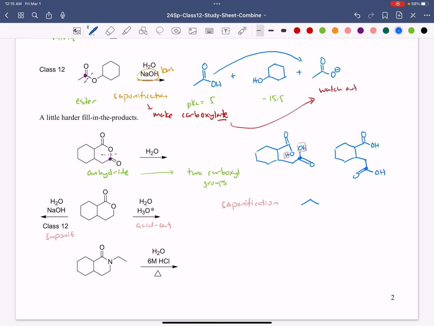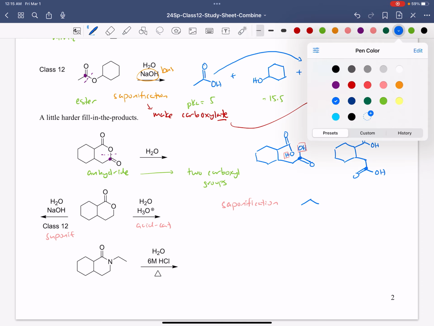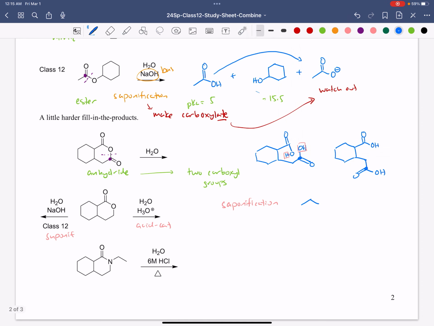Saponification, in my experience, is the one where you get the carboxylate. Actually, let me put a circle around these two because I don't want you to get confused. Right? These two. Those are the products. So I need a carboxylate for saponification. The carboxylate, I hope it's obvious, is going to be on this dot, O minus. And what did the other O turn into? An OH.